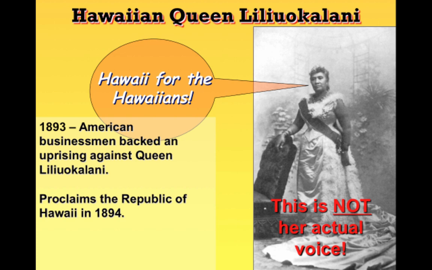The president at the time in 1894 is Grover Cleveland. He doesn't want to annex it. He's worried about whether this is legitimate, whether the Hawaiians actually want it to be annexed. So he doesn't really bring up the issue before Congress. But in 1898, President McKinley will formally annex Hawaii into U.S.